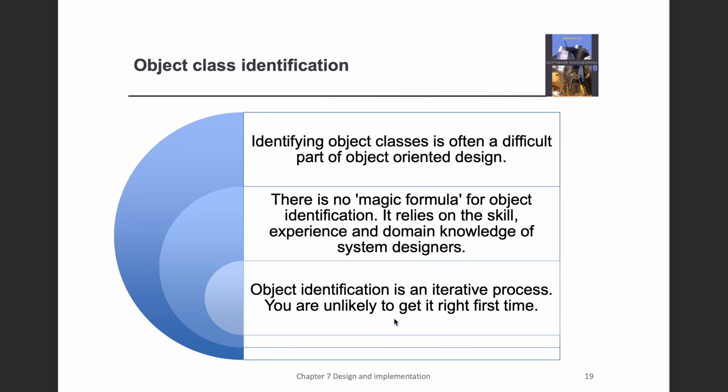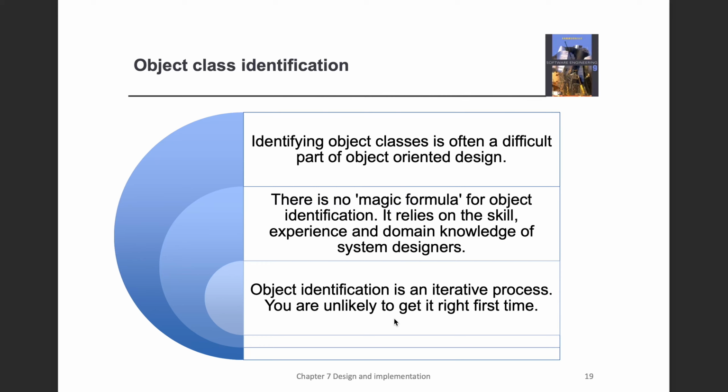In object class identification, identifying object classes is often the difficult part of object-oriented design, because now you have to look at the system, the requirements, everything, and be able to say, okay, this and this are the objects needed in the system. It's quite difficult, and there is no magic formula for object identification. It relies on the skills and experience of the person, or the domain expertise of the system designer, to be able to extract it. Somebody who has done this quite a number of times will be able to design it easily, but if you are not so experienced, you find it difficult.